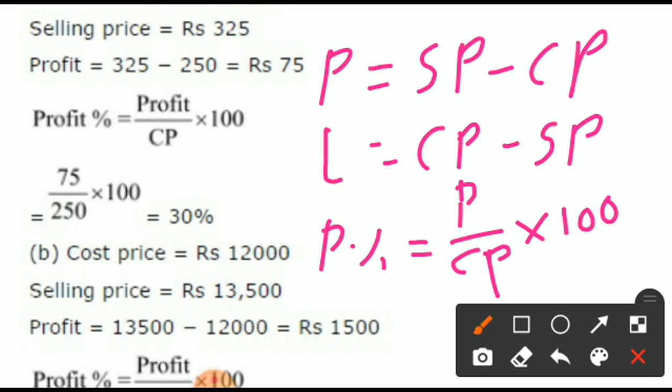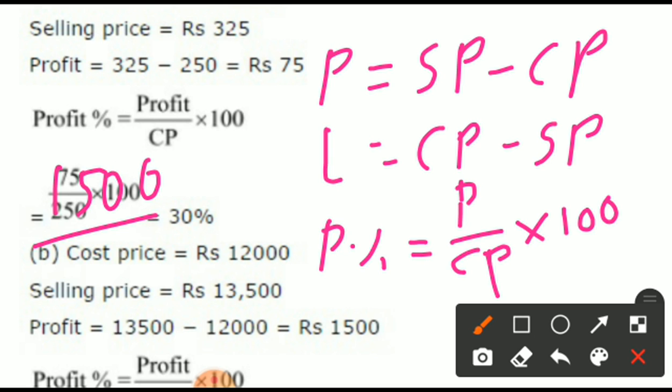See, one more example is here. Cost price is 12,000, selling price is 13,500. So profit is equal to 13,500 minus 12,000, which will give you rupees 1,500. Is it correct? Now you are having the formula. Will you put the value in the formula? Yes, why not? Profit is given, that's 1500, correct.